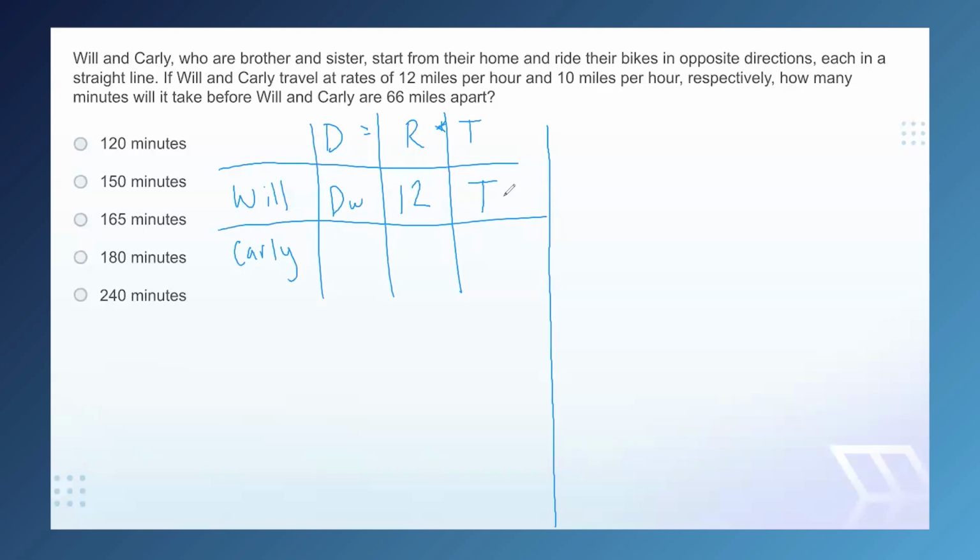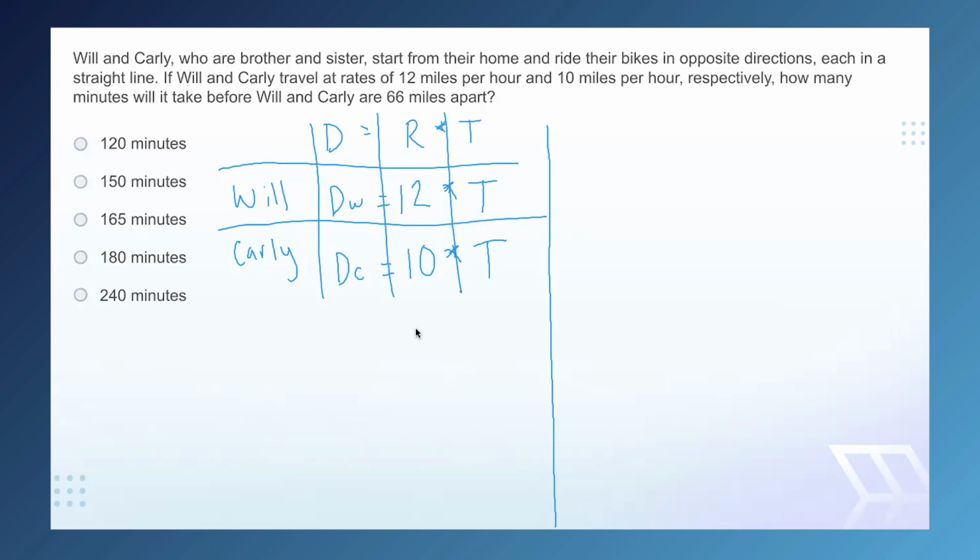Okay, moving on to Carly. We know that Carly is traveling 10 miles per hour, but again, we don't know much beyond that. So we'll fill in D sub C, or D sub Carly, for distance, using this subscript to designate that D sub W and D sub C, Will and Carly's distances, are not equivalent values. But because Will and Carly should have the same time, we can simply fill in T for time to designate that those are the same. So this gives us 2 new equations. D sub W equals 12 times T, and D sub C equals 10 times T.